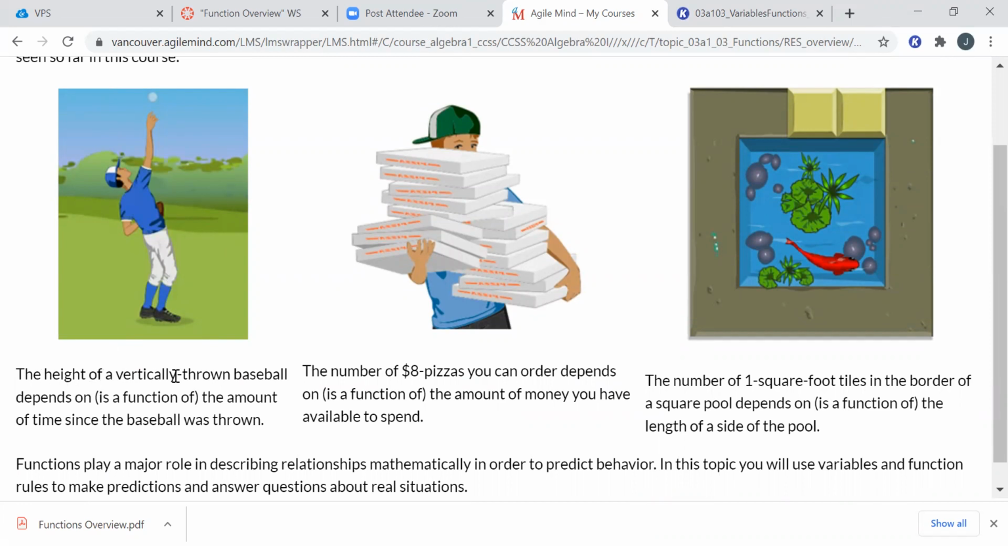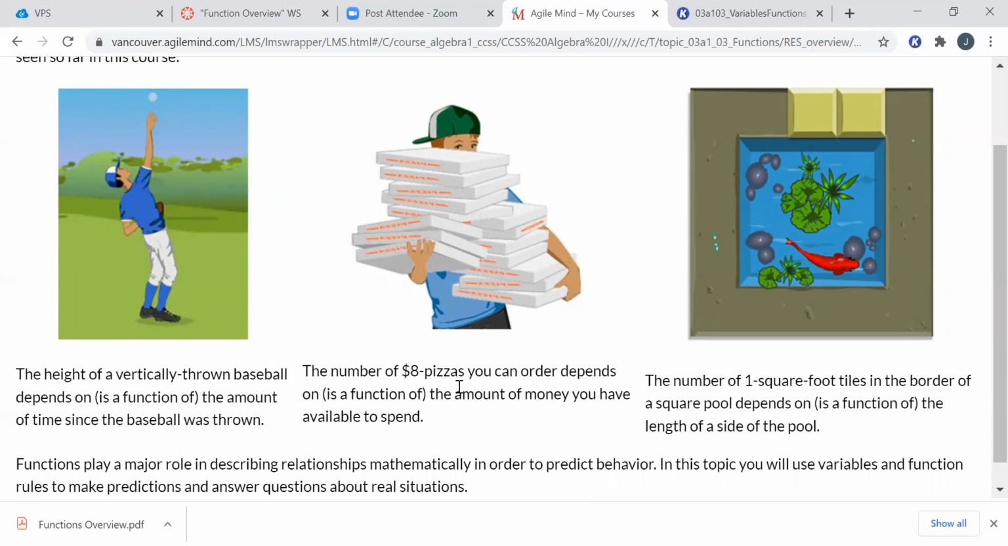Well, the height of a baseball is a function of the amount of time since the baseball was thrown. So if you tell me how much time has gone by, I can tell you how high the ball is in the air. At 0.6 seconds, I believe it was at 12 feet. At 0.9, it was at 16 feet. So I give you a time, you can tell me how high it is in the air. That is a function. The height is a function of time.